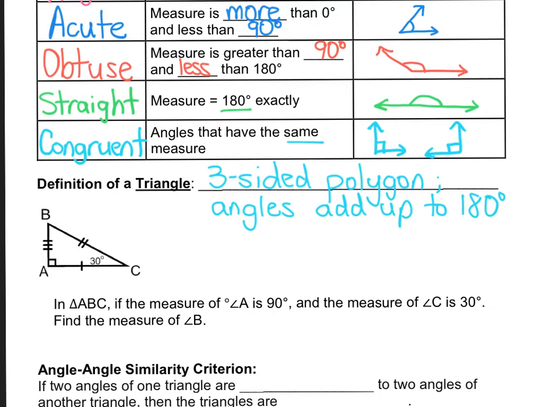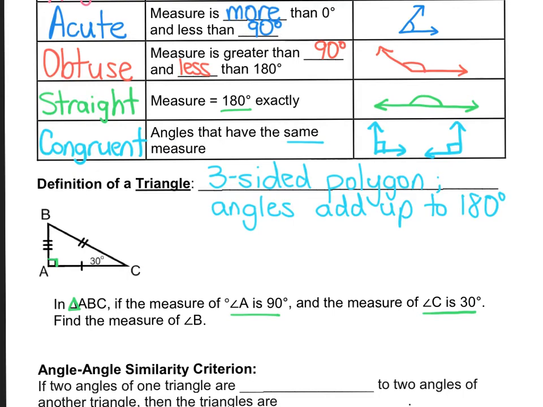So let's look at this problem. In triangles, so we'll use this little symbol a lot instead of writing the word out. In triangle ABC, if the measure of angle A is 90 and the measure of angle C is 30, find the measure of angle B. So if you notice in the picture, they didn't actually tell us that angle A was 90, but we know because it had that little square in the corner that it was 90. So they want us to find angle B.